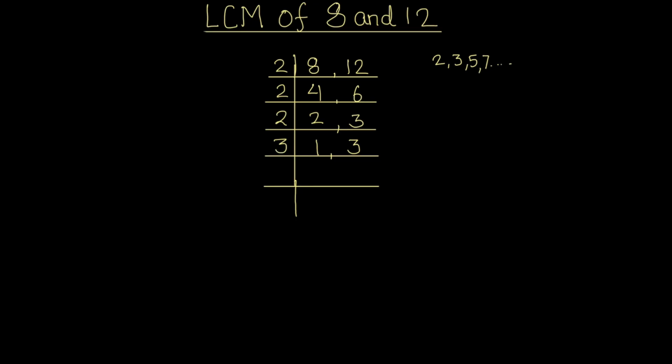Now 3 is a prime number, it is fully divisible by the number 3, 3 times 1 is 3. Now both the numbers are fully divided.